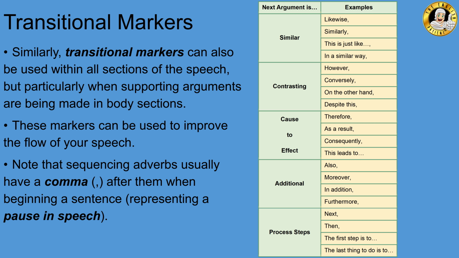So if you want to say that the next argument is a similar argument to one you've already made, you might use a word to begin like likewise, or similarly, or this is just like, or in a similar way. If you have a contrasting idea, you might begin the next part with however, conversely, on the other hand, or despite this. To show cause to effect, you might say, therefore, as a result, consequently, or this leads to.